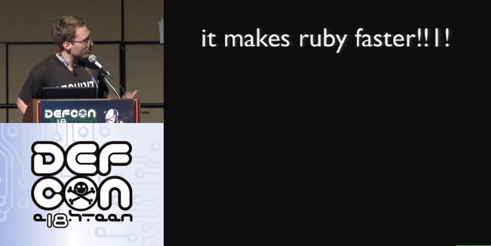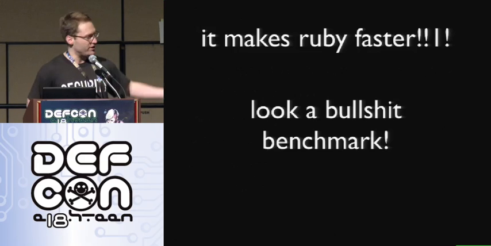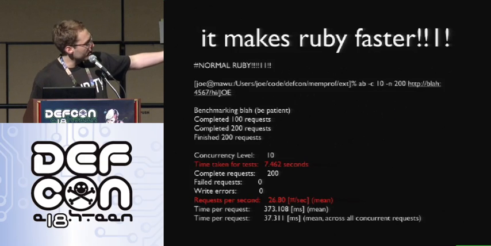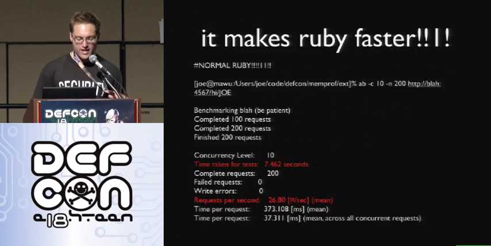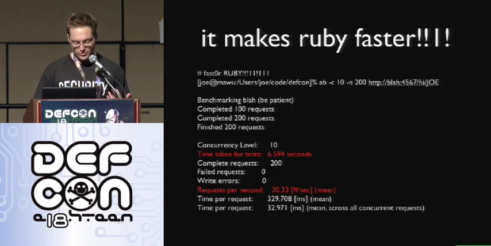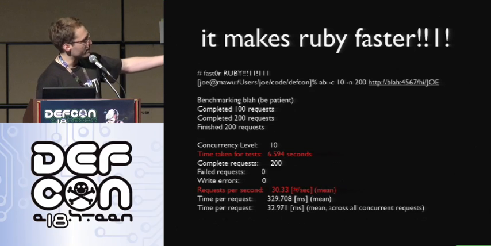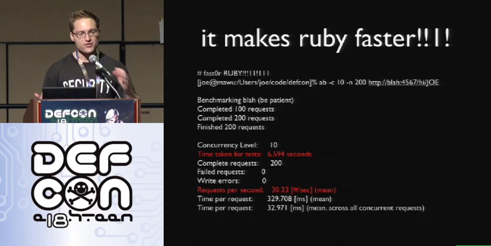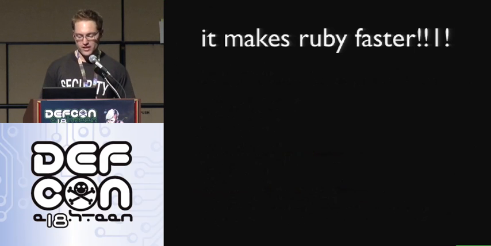And if you really want to drill it in, like, hey, it makes Ruby faster, look, here's a bullshit benchmark, but just don't tell them it's bullshit. Here's normal Ruby, and normal Ruby takes 7.5 seconds to do the stupid benchmark. 26 requests per second. Then after you use this thing that makes Ruby faster, suddenly you shave a second off the time, and you're now up to 30 requests per second. So you show this to a Ruby developer, and they're like, dude, I need this right now.